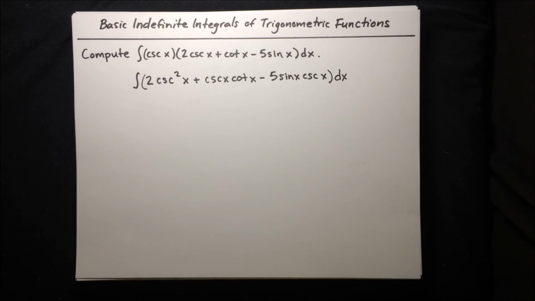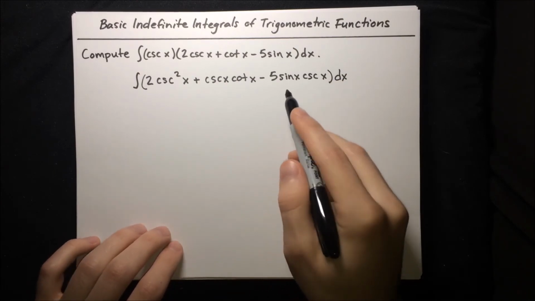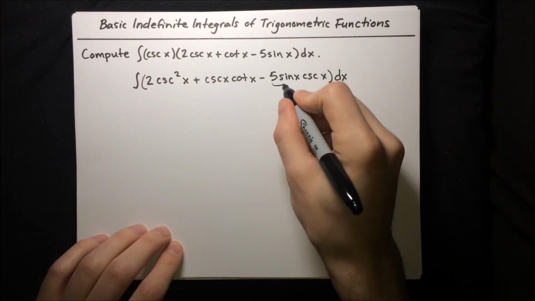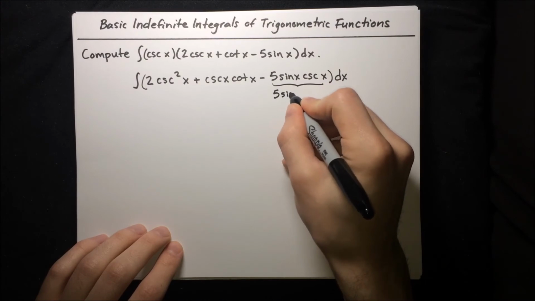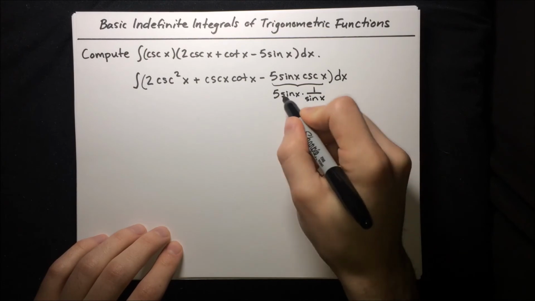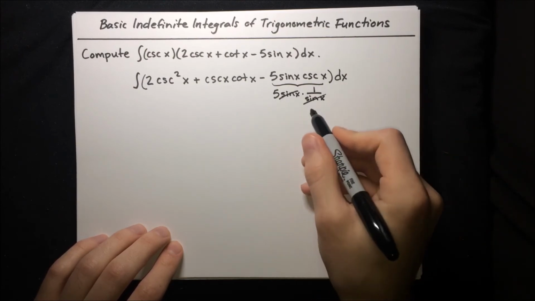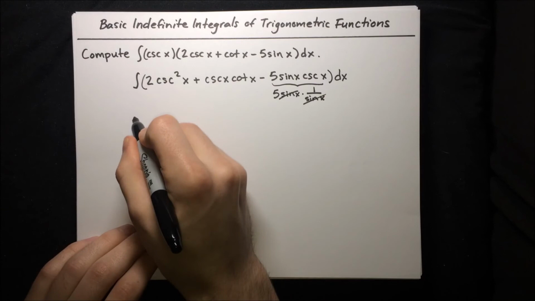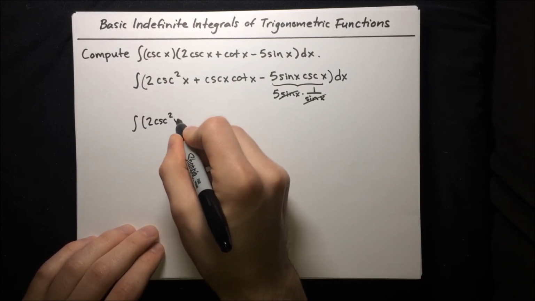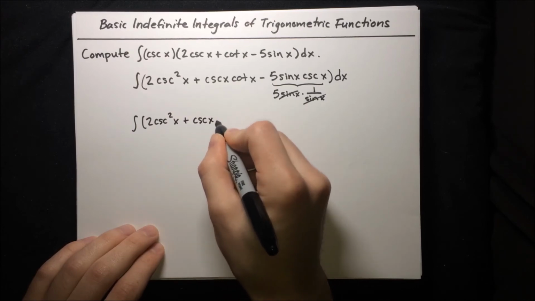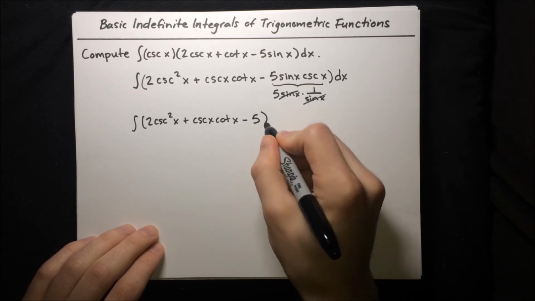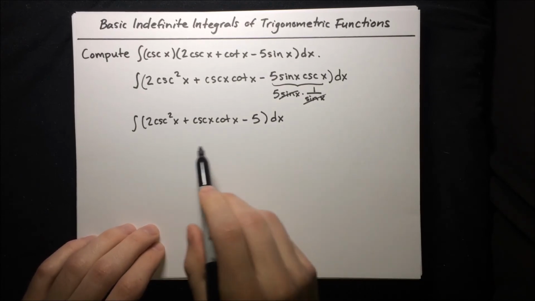Now, before we go on, one thing that we can do to simplify this even further is to notice that cosecant can just be written as 1 over sine. So this term just becomes 5 sine x times 1 over sine x, and that'll cancel with the sine, and then we'll just be left with 5. So let's go ahead and write that out once more. So integral of 2 cosecant squared x plus cosecant x cotangent x, and then just minus 5 all dx, and that looks about as simple as we're going to get it.